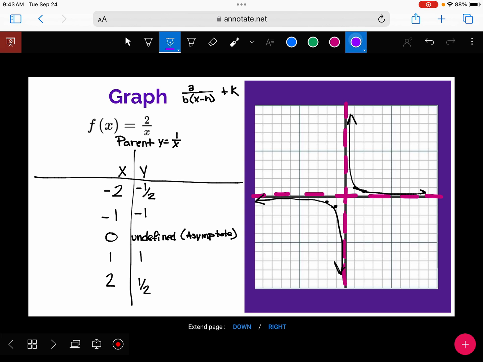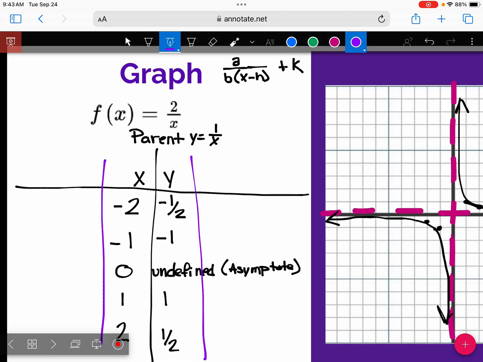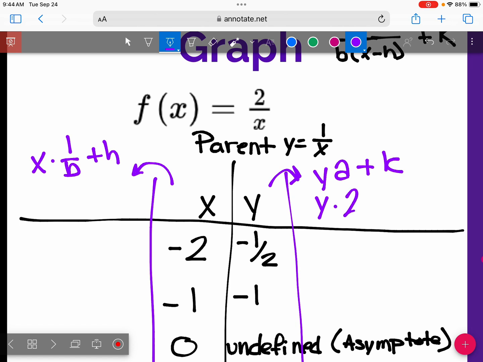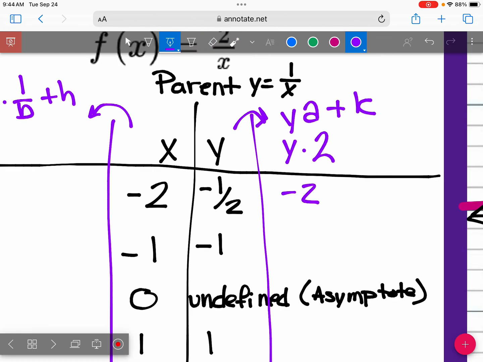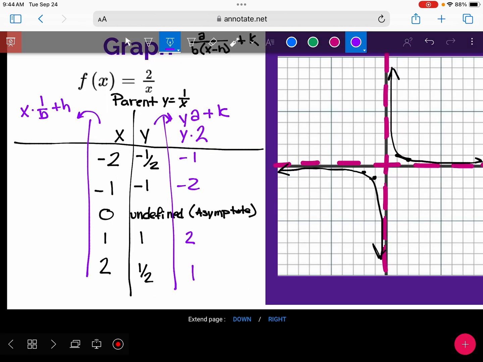So when we're doing our transformation here, almost, I still got 2 minutes. We still do the same thing. X times 1 over b, which we don't have any of, plus h, which we don't have any of. I'm going to take my y times a plus k. I do have an a this time, so we're going to take our y times 2. So our y's are going to be -1, -2, 2, and 1.